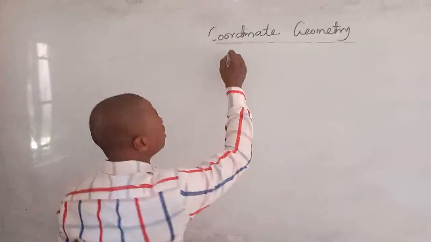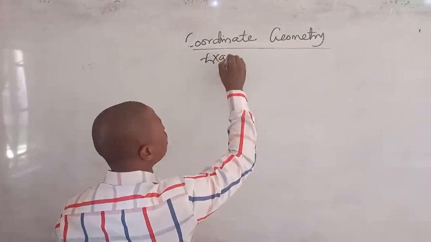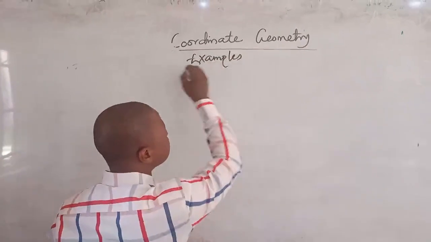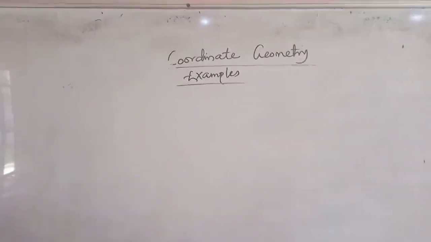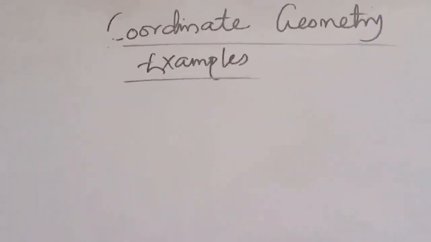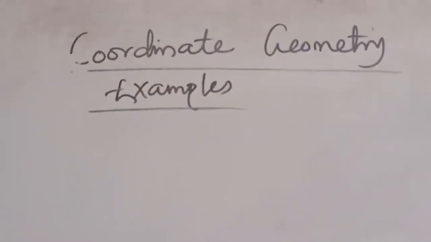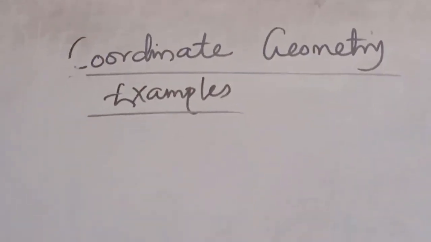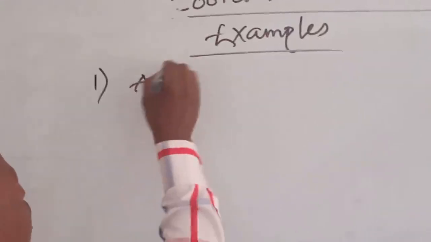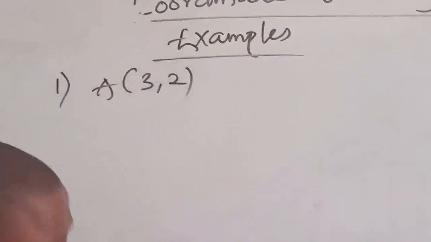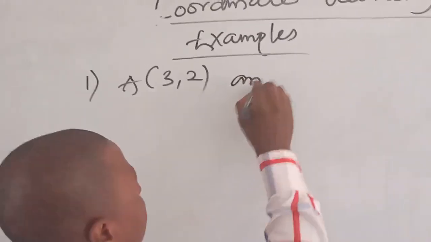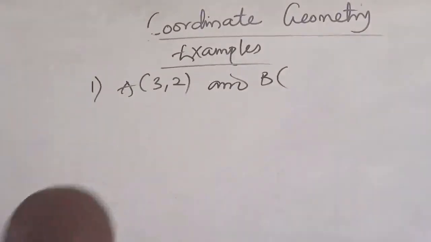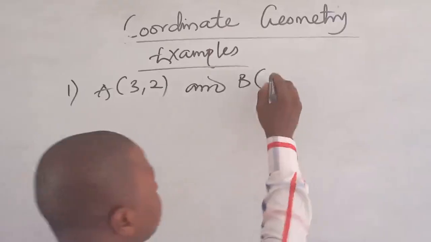In today's video, we are going to be talking about coordinate geometry. So let's look at examples of how to find the distance between two points. We are told to find the distance between the following pairs of points. A into 3, 2 and B into 4, 6.